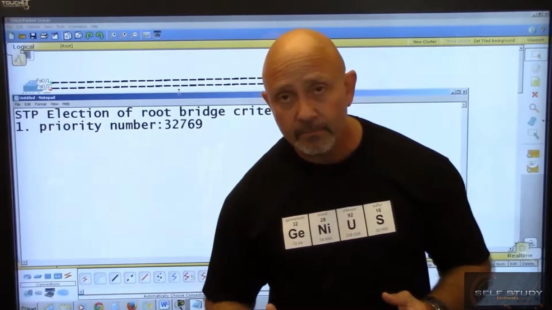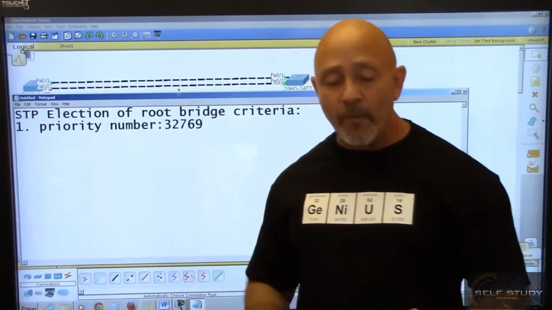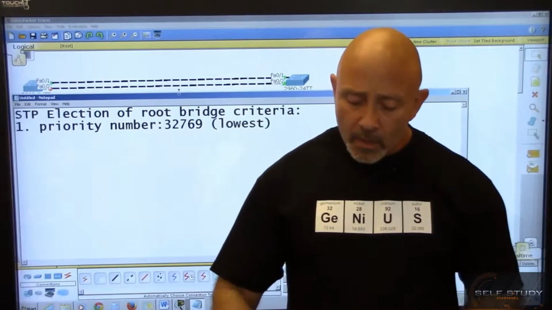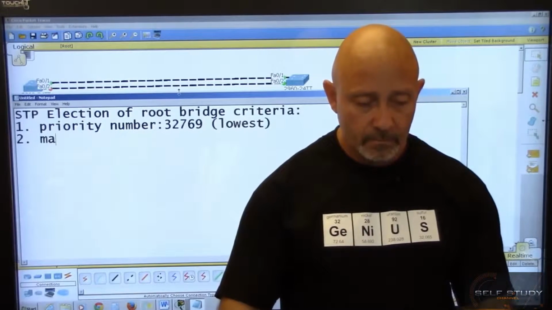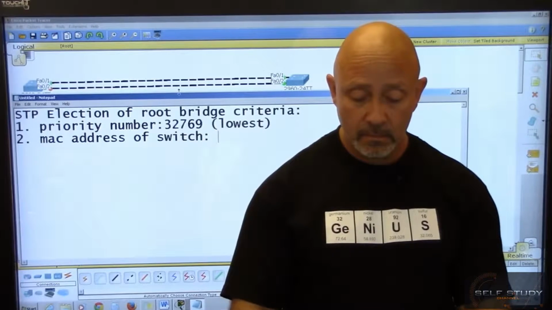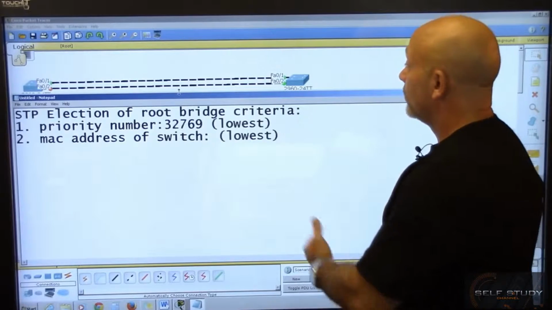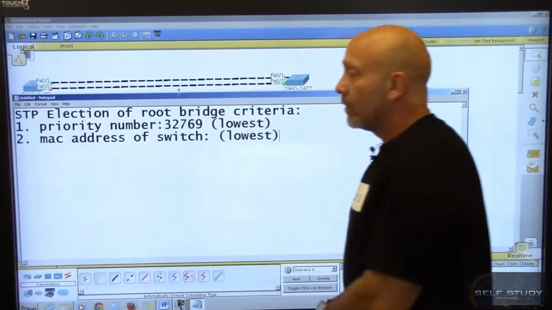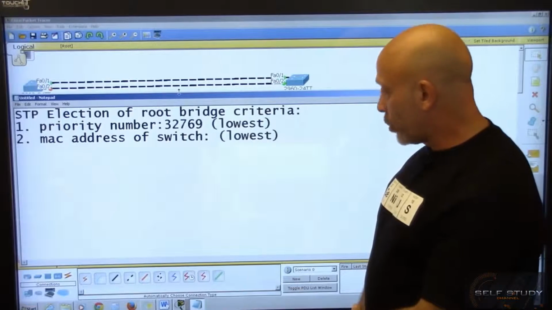So spanning tree takes a look at that. Says, well, wait a minute, if everybody's 32769, then I cannot use that because we all have the same number. It's looking for the lowest bridge priority number. Okay? So if it can't use that, what does it default to next? MAC address of switch. Again, lowest. So obviously, this switch here has a lower MAC address than this one. So it chose that one based on the MAC address of the switch.